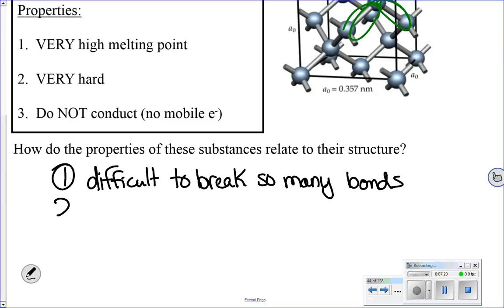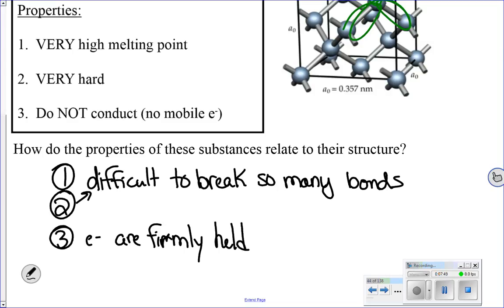This is also the reason that these are so hard. In order to break something, you're breaking bonds in it. It's not easy to do that. And number three, they do not conduct because electrons are firmly held in those covalent bonds. They can't move. If you don't have mobile charged particles, you do not have conductivity.